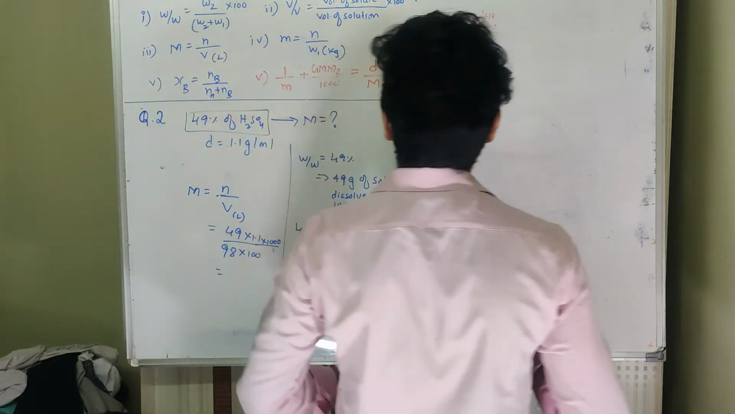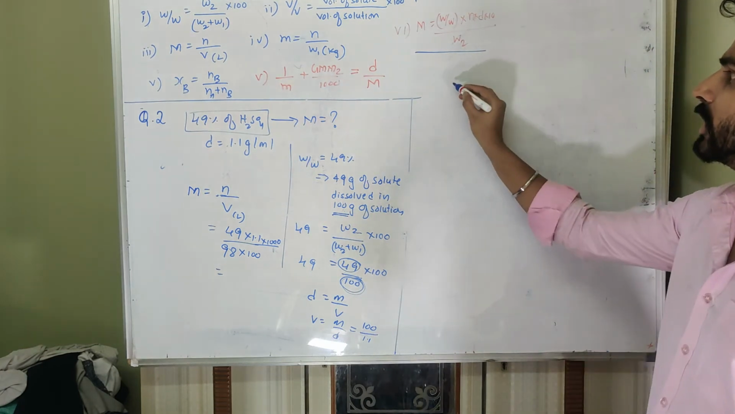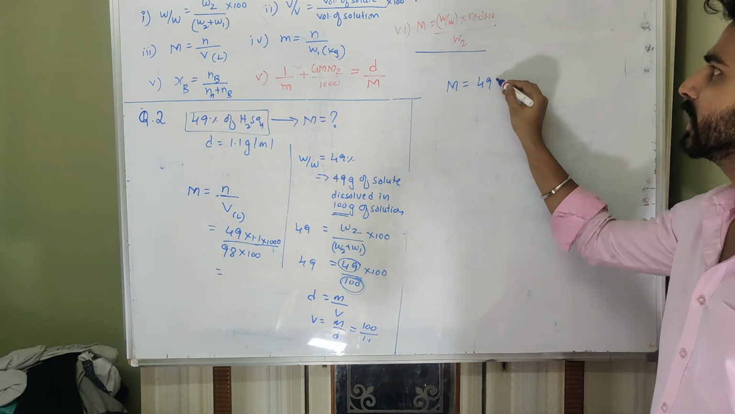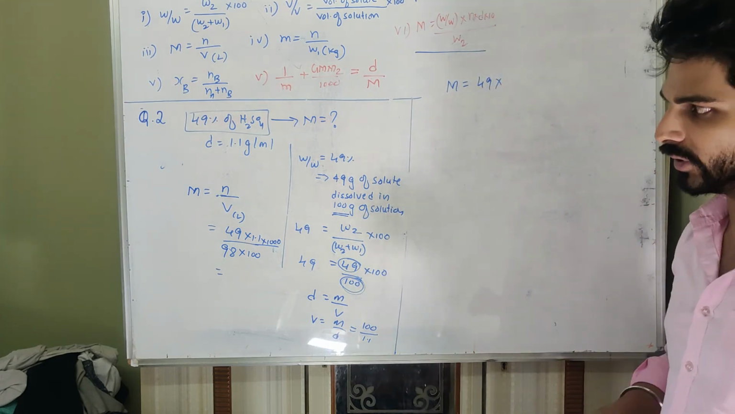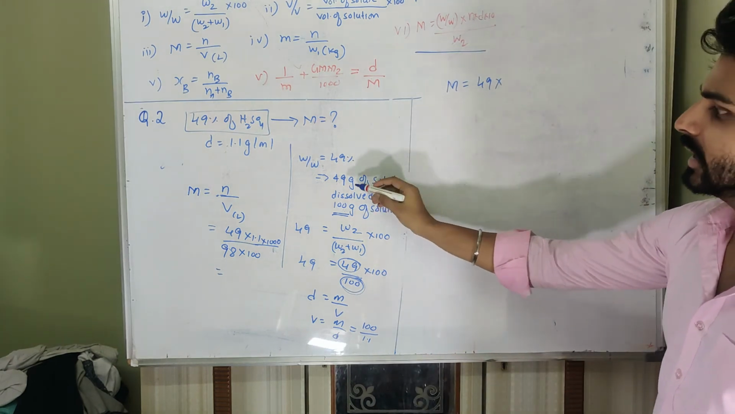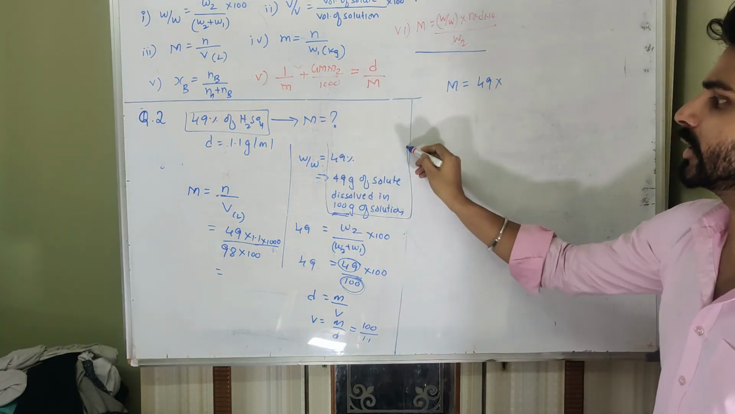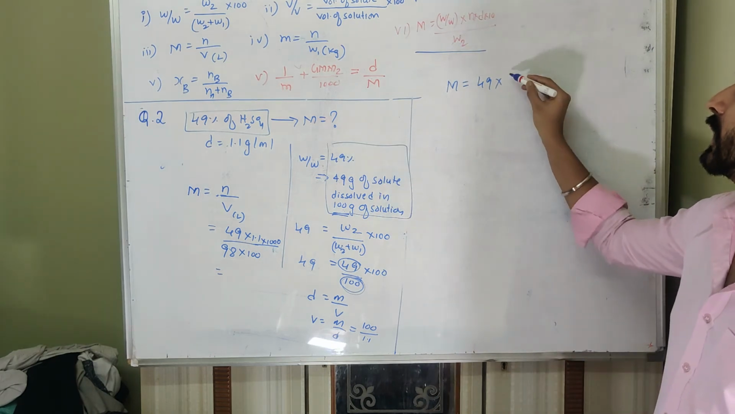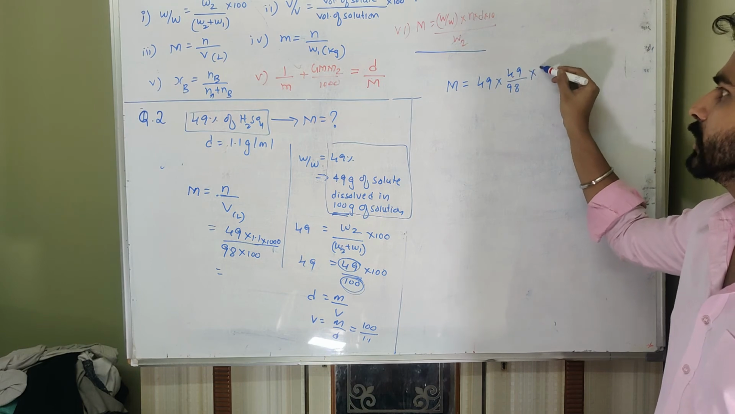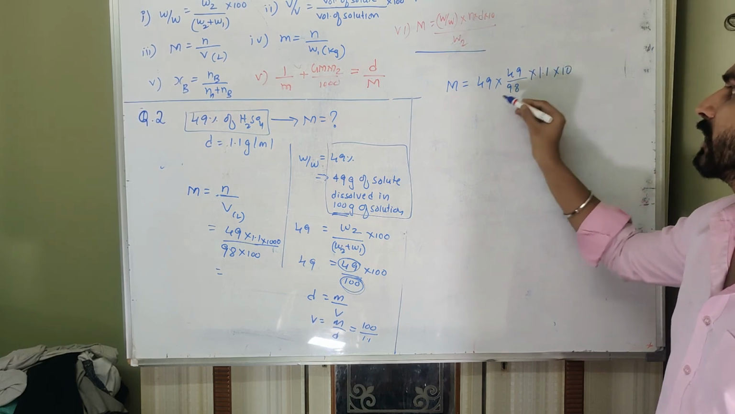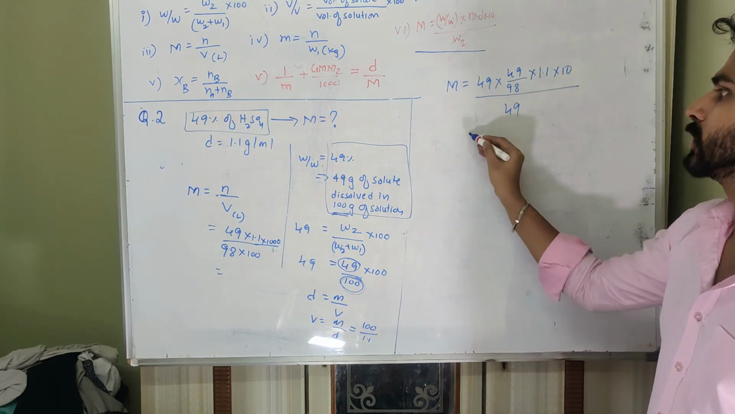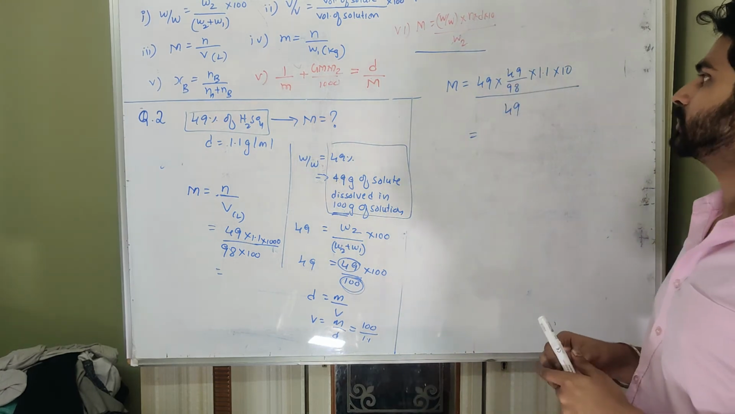Alternatively, we can use this formula. This is very straightforward. Molarity equals W by W, given as 49, into number of moles, which we have to calculate here. Again, we have to remember 49 gram, that means 49 divided by 98. This becomes mole, into density, which is 1.1, into 10. Divide by W2, which we have already taken as 49. Anyway this 49 will get cancelled.